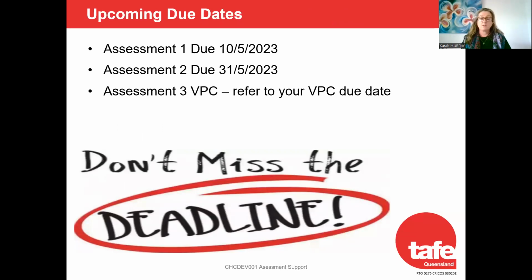Assessment 1 is due the 10th of May, 23. Assessment 2, the role play, is due on the 31st of May, 23, and assessment 3, well, that will be an individual being referred to VPC due date. Okay, do not miss the deadline.